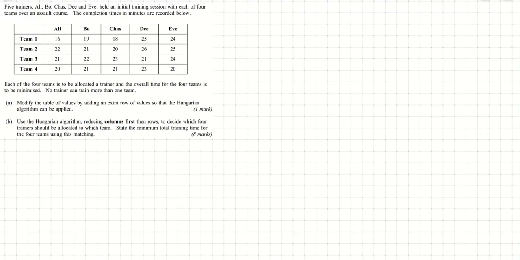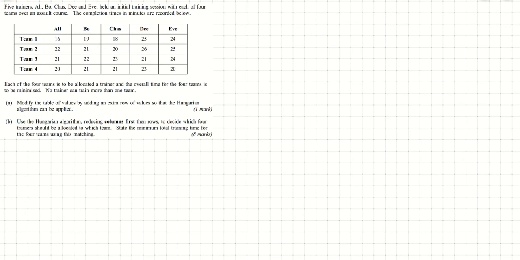In this video, we're going to look at an example question where we have to use the Hungarian algorithm to create an optimal assignment. The first thing we notice about this question is that there are 5 people, Ali, Bo, Chaz, Dee and Eve, and 4 teams. For the Hungarian algorithm, we need the same number of rows and columns in our table. Here we have 5 columns and only 4 rows.